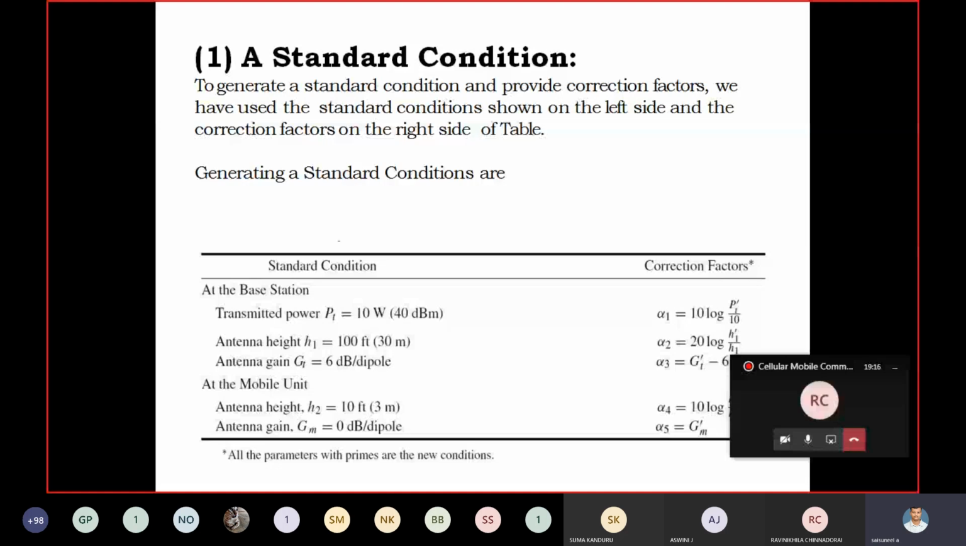Suppose you have to install one base station on a hill near your village. At the top of the hill, we have to use very little power. Why? Because the cell phone tower is very high, at the top of the hill. At that time, we reduce the power, no problem, and it still covers the maximum distance. These are some standard conditions. Based upon the standard conditions, we go for correction, either increasing or decreasing.